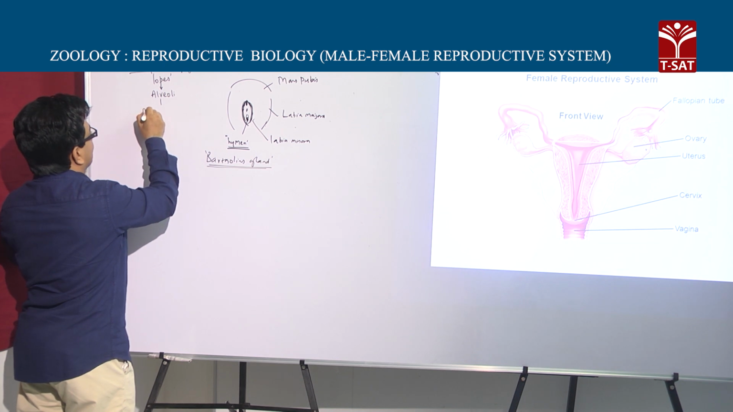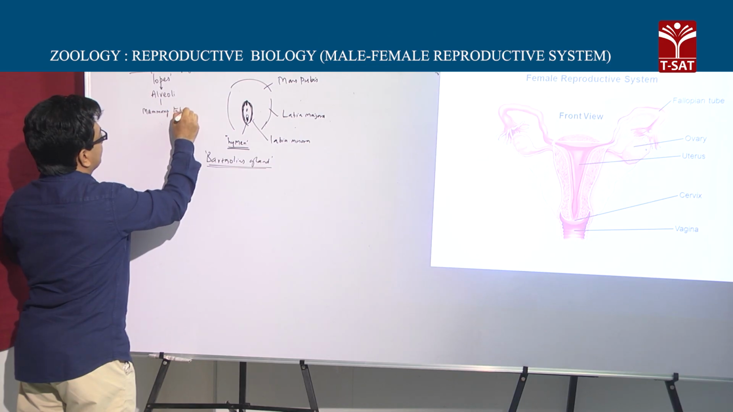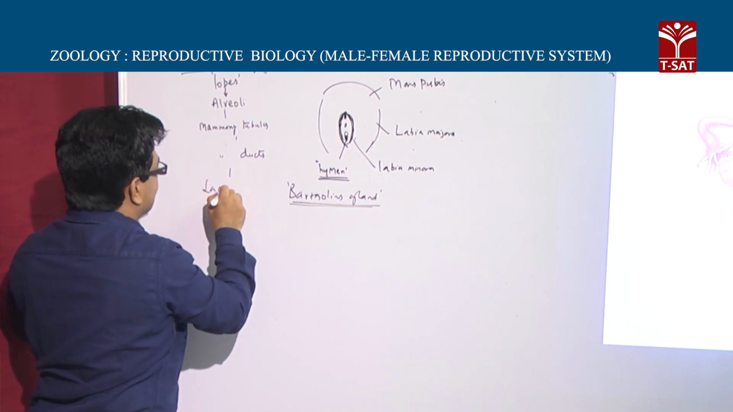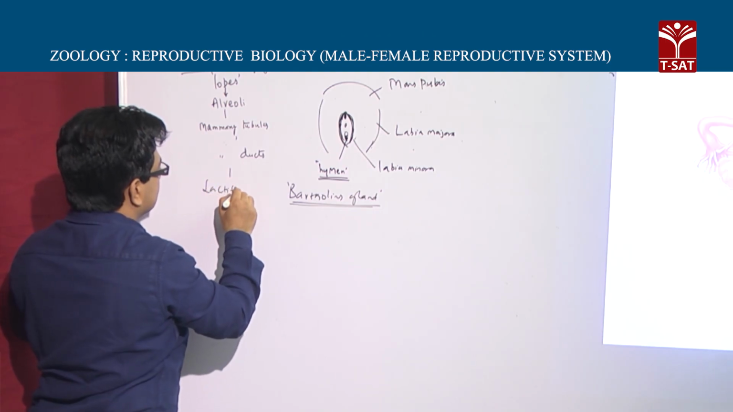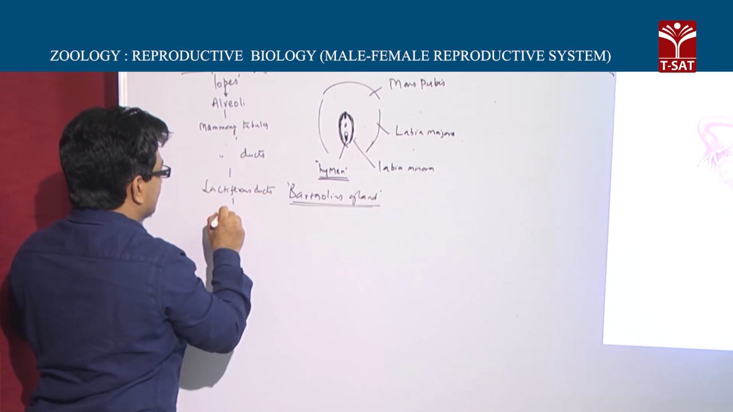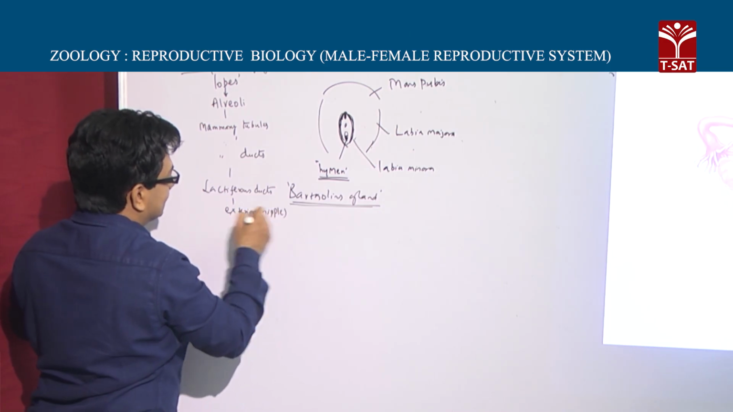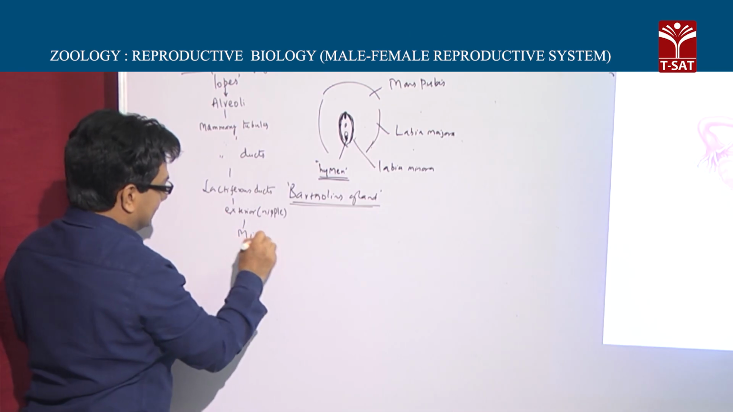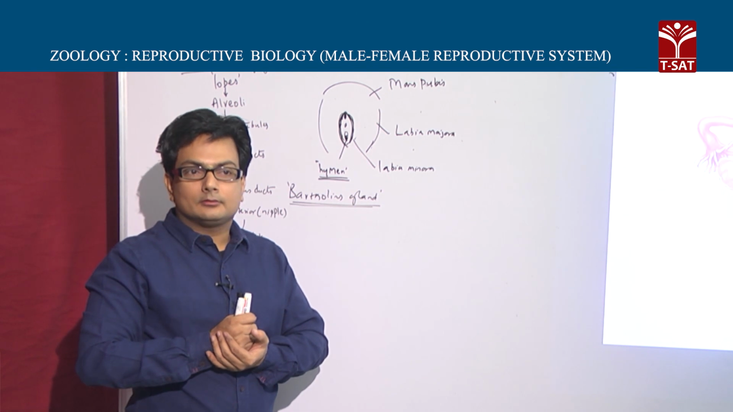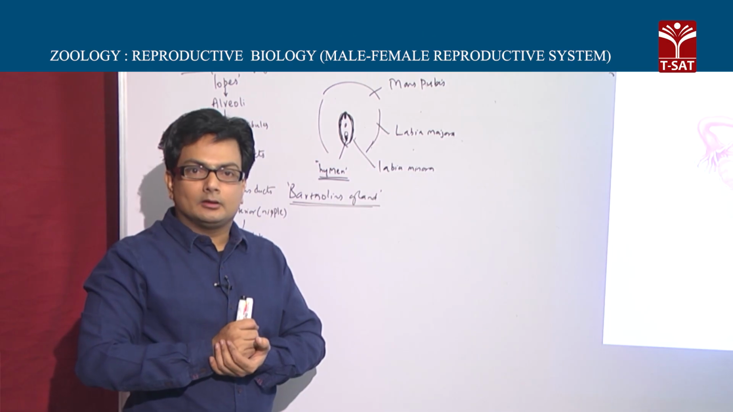Alveoli is followed by mammary tubules, the mammary ducts, lactiferous ducts, which finally open to the exterior through the teats or the nipples, releasing the milk. So, mammary glands in a female are also a major important requirement apart from the various structures of the female reproductive system.